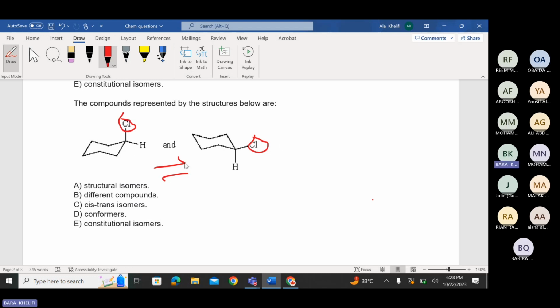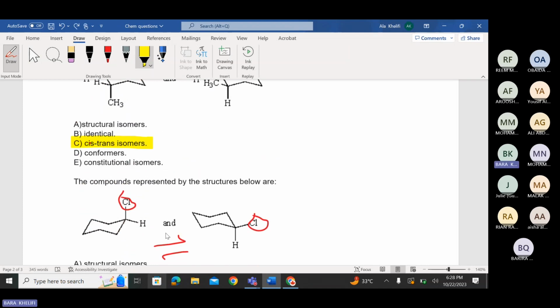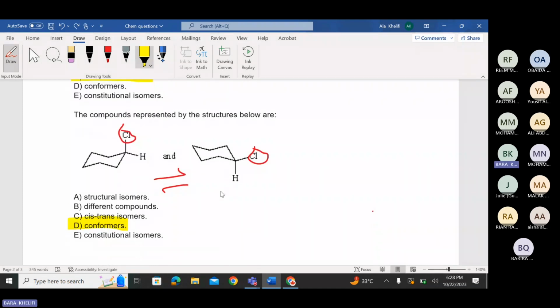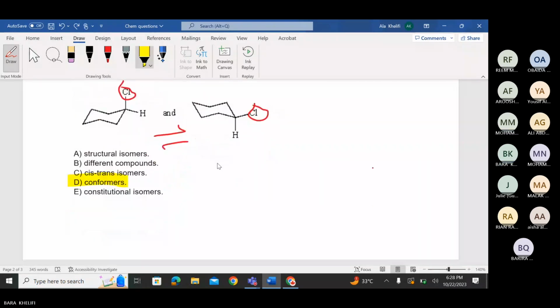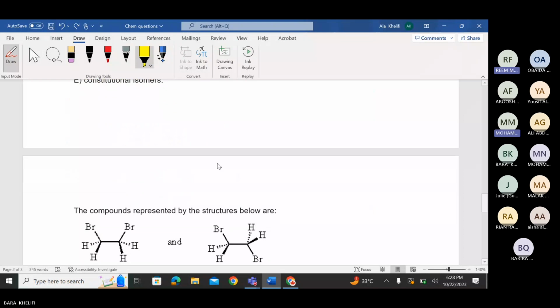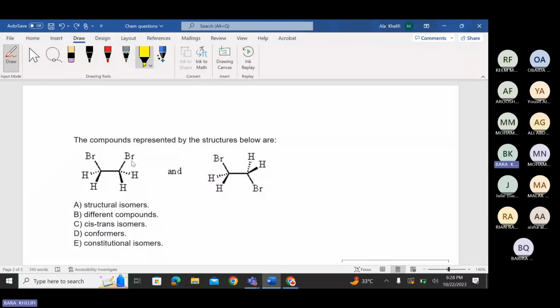Do you guys have any clue? I know it was called the ring flip, but I don't remember which isomer it is. No worries, I'll explain. So here, when we have a ring flip, this is a conformer. It's a conformer because it's the same molecule, however, we just flipped it, making the axial equatorial and the equatorial axial. So those are conformers. Understood? Good.